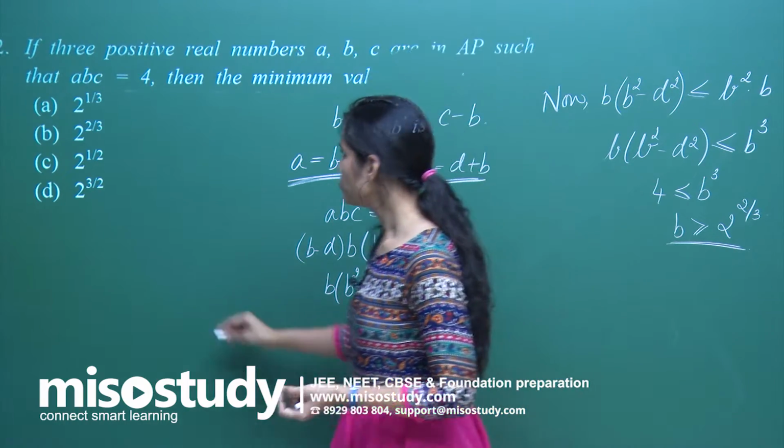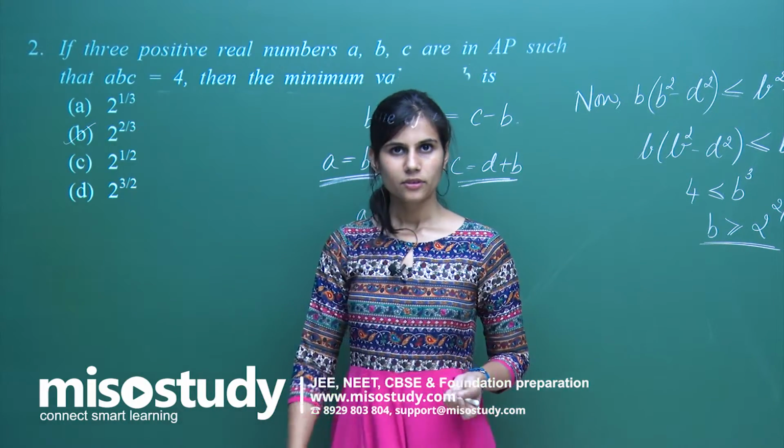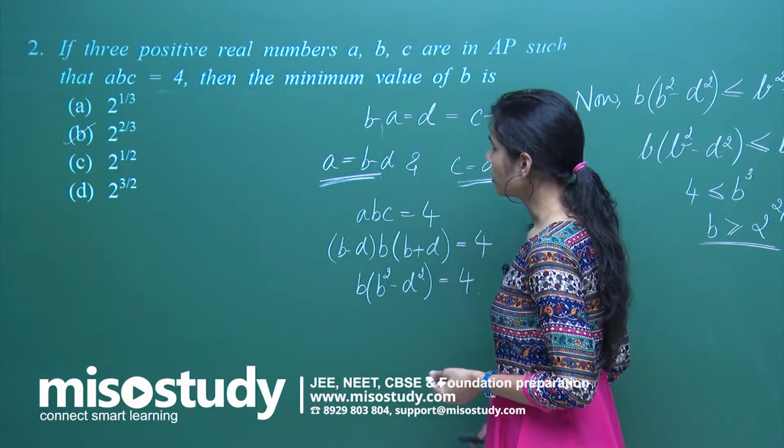What is the minimum value? 2 to the power 2 by 3. Now the next question says what?